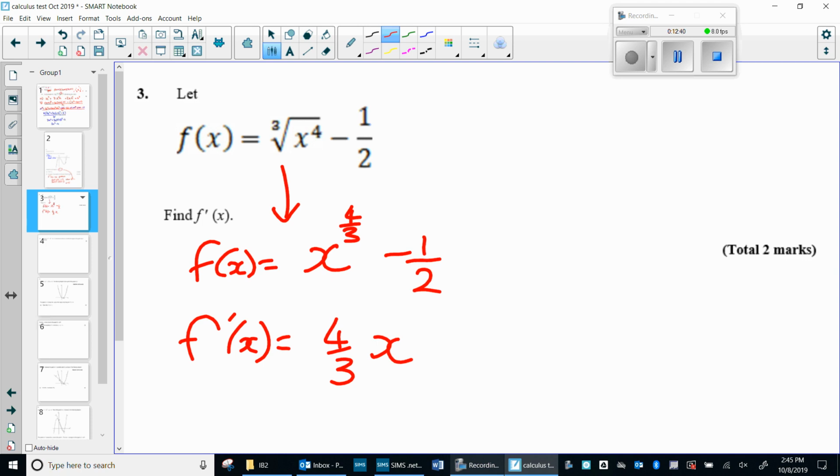Subtract 1. Subtract 1 whole 1. So you've got 4/3. 1 whole 1 would be 3/3, yes? So what's 4/3 take away 3/3? 1/3. What happens to this minus a half? It goes away. Just evaporates because it's got no x attached to it. So that's the derivative.